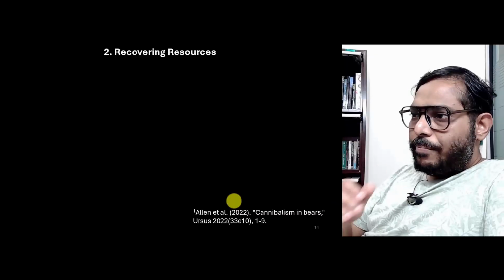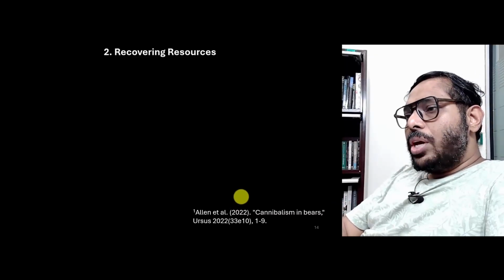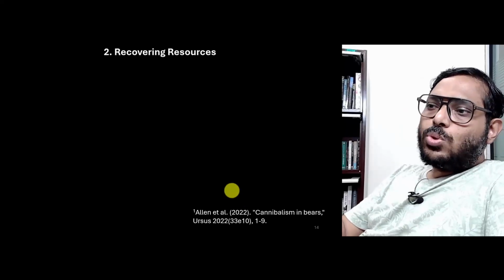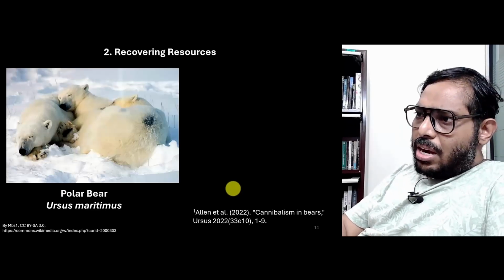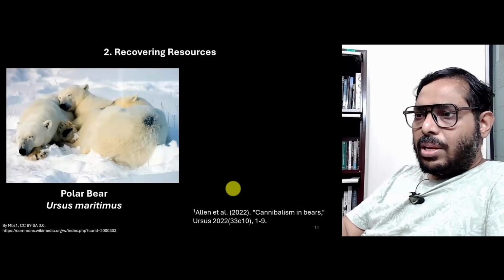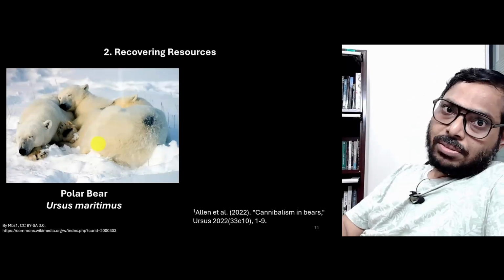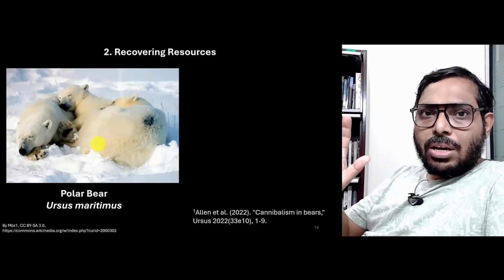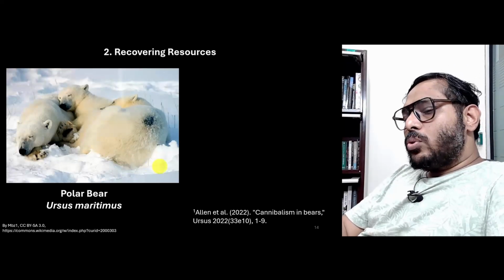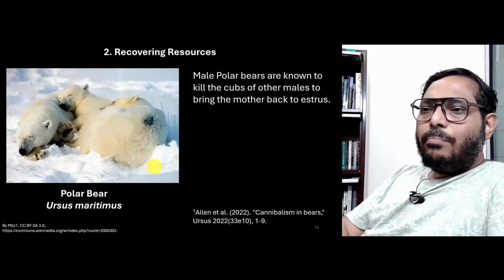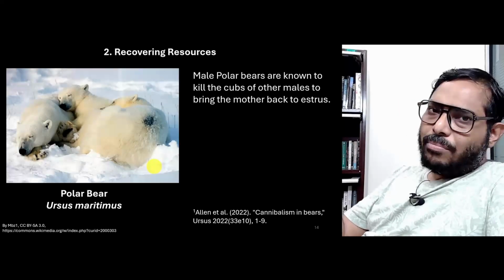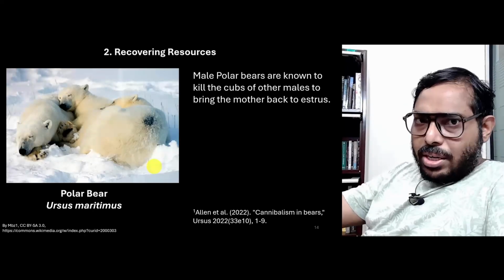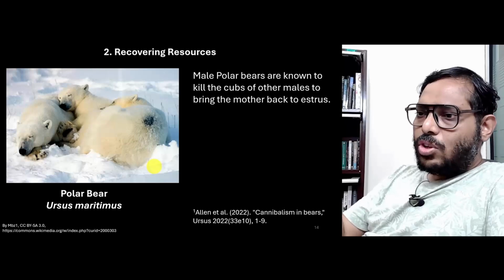So, that is one. Another way in which organisms sometimes use infanticide is to recover resources, and this is found, for example, in a big way in polar bears. Polar bears are probably the largest amongst all the bears. They are certainly the most carnivorous amongst all the bears. In these cases it is well known that male bears kill the cubs of other males to bring the females back to estrus, so that they can mate. That part is not what we are dealing with here, and that part is not surprising.